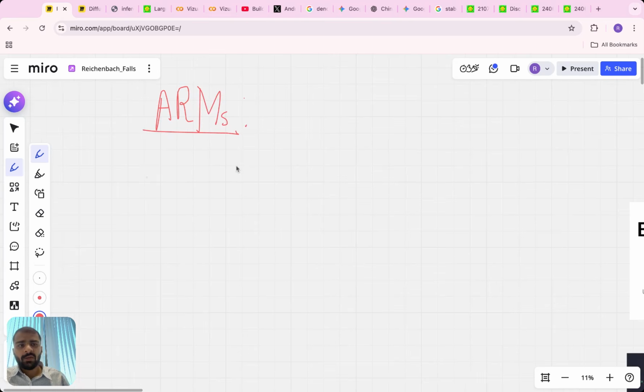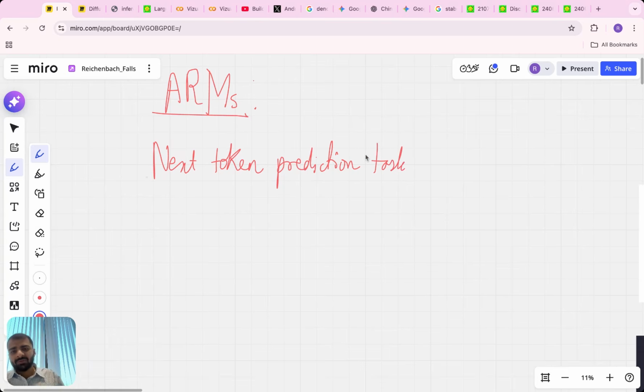So the way language models work is as follows. They are trained for something which is called a next token prediction task. What it means is that when a language model is trained, they are always trained to predict one token at a time.